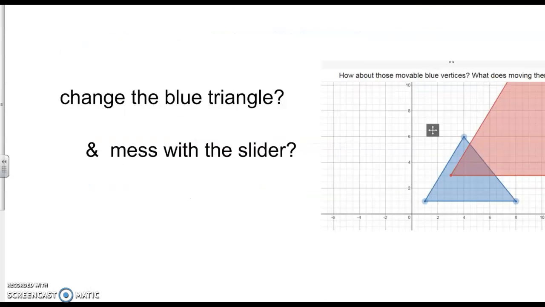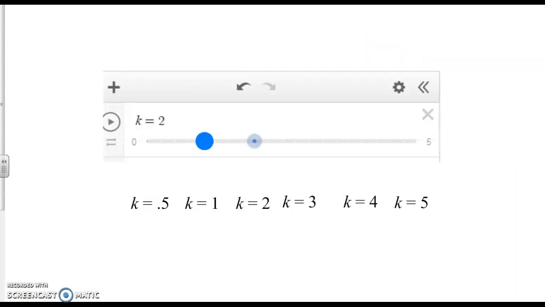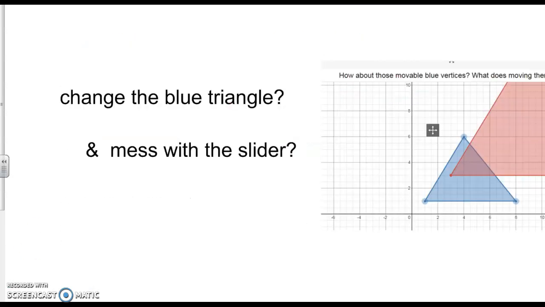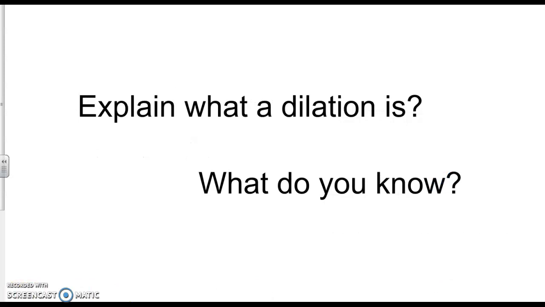All right. So the very last thing is they want you to change the blue triangle. Notice how I went and I completely changed the shape of it. And this is fun. Spend some time completely coming up with different looking things and watch what happens to this red triangle. Thinking back at this here, what we see happening is that continuing to take place. And then also mess with the slider and look at the shape of this, because what we've done is we have explained to you what a dilation is.